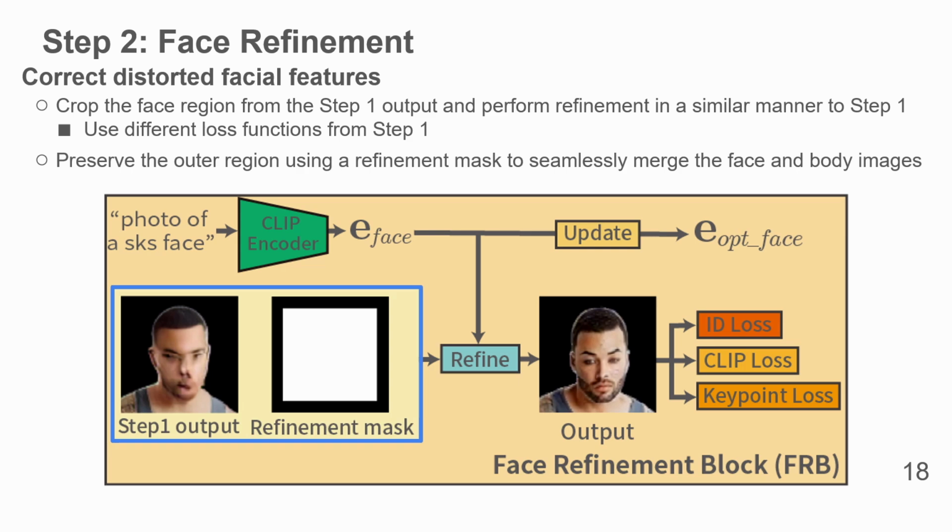Also, we preserve the outer region using a refinement mask to seamlessly merge the face and body images obtained in Steps 1 and 2. Now we describe experiments.